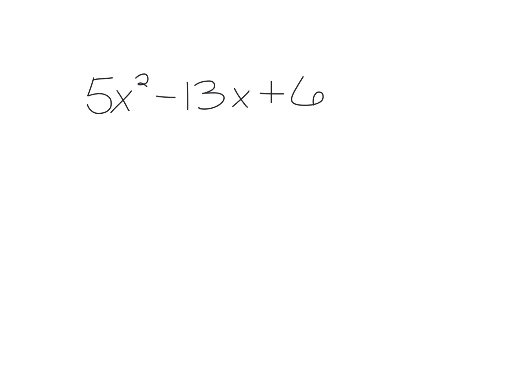So what you're going to do is you're going to take that 5 times 6, which is 30. Now, we want factors of 30 that add up to negative 13. So same idea as yesterday. We want to multiply to get 30, add up to get negative 13. Think about it.